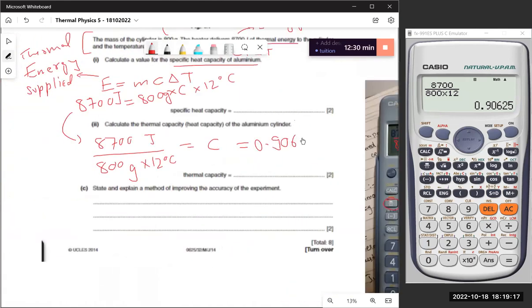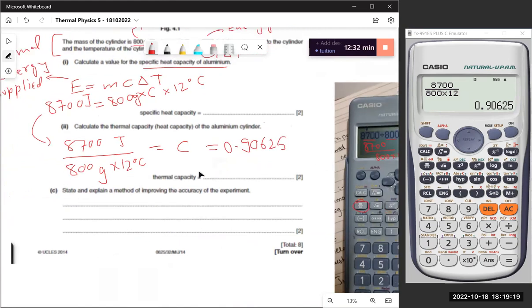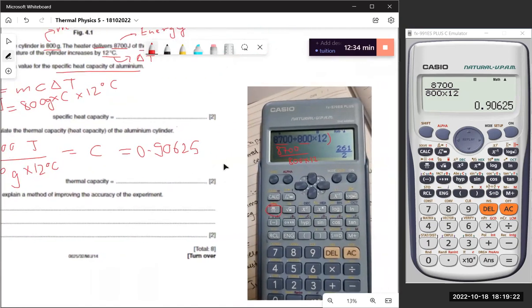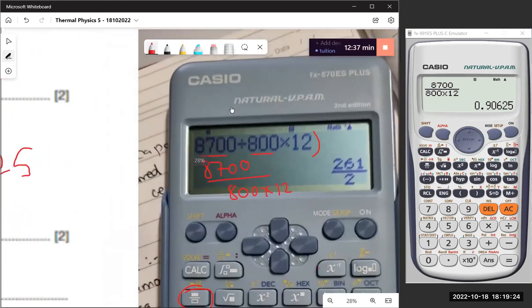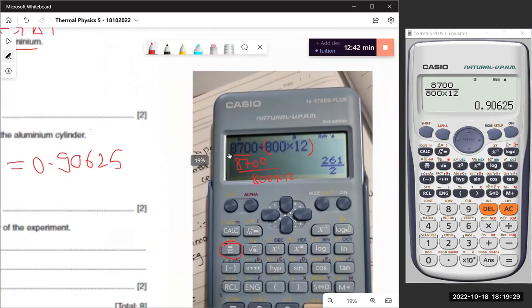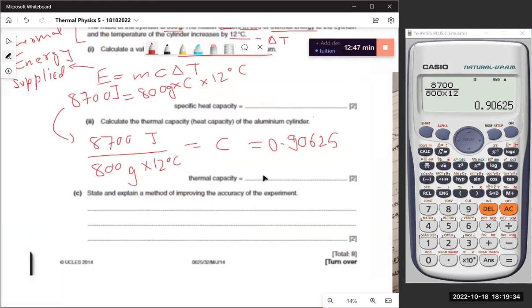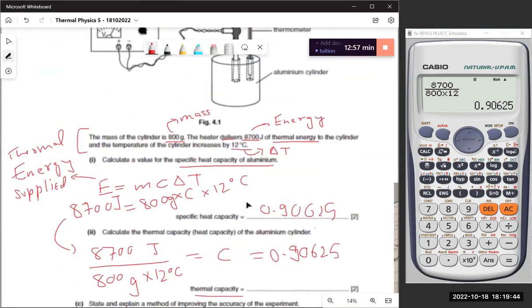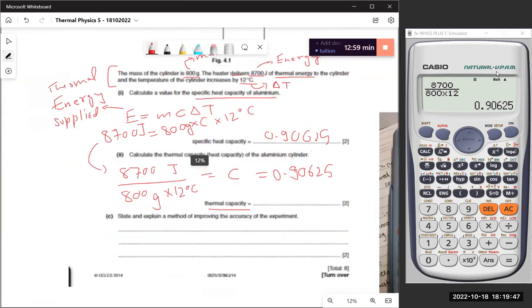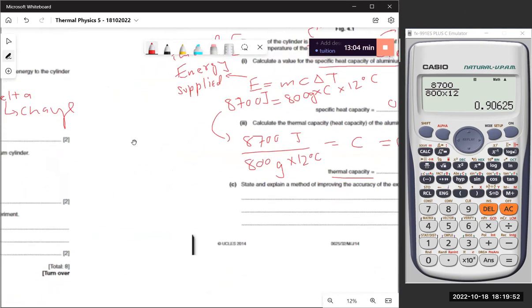That's correct. So these are some simple things which you need to be clear about. If you're dividing like this, then you must put a bracket here. And then again, you'll get the same answer as what you got right now, 0.90625. That's the answer. Specific heat capacity is this much, 0.90625. But now they're asking us something about thermal capacity. How do I know the thermal capacity? Thermal capacity is this.